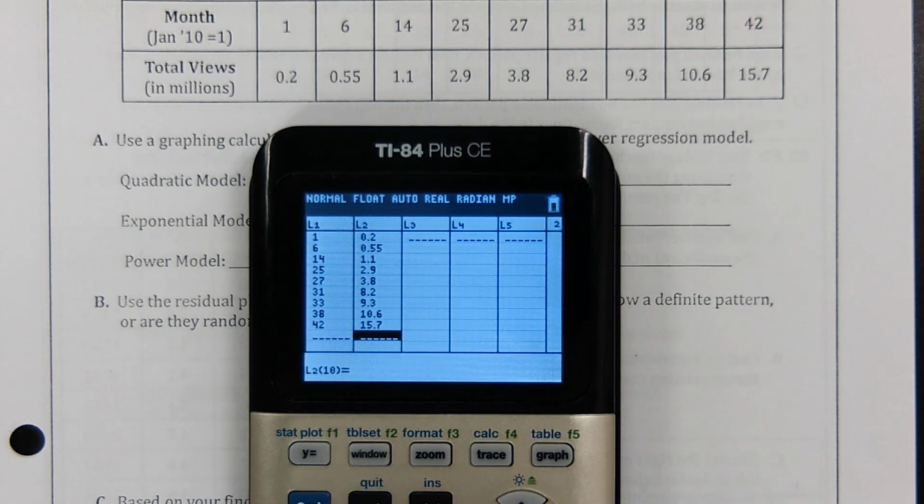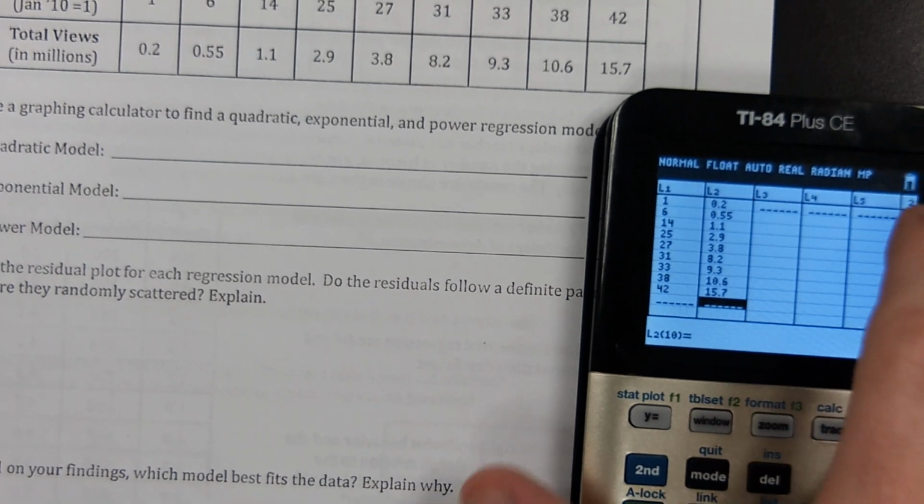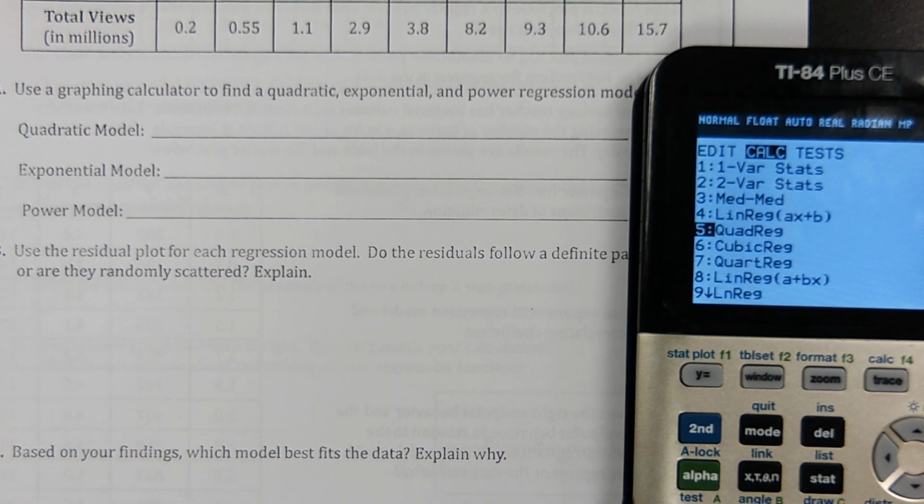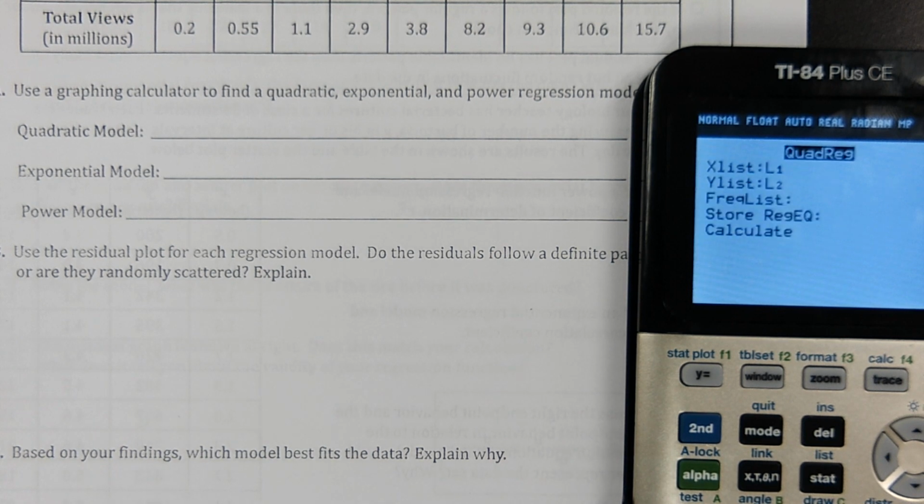So we're going to find 3 different models, a quadratic model, an exponential model, and a power model, but between each model, we're going to figure out what the residual plot looks like. Cool with that idea? Yes, Mr. Brown? Fantastic. Great. First things first, the quadratic model. Stat, calc, scroll down to quad regression and hit enter.